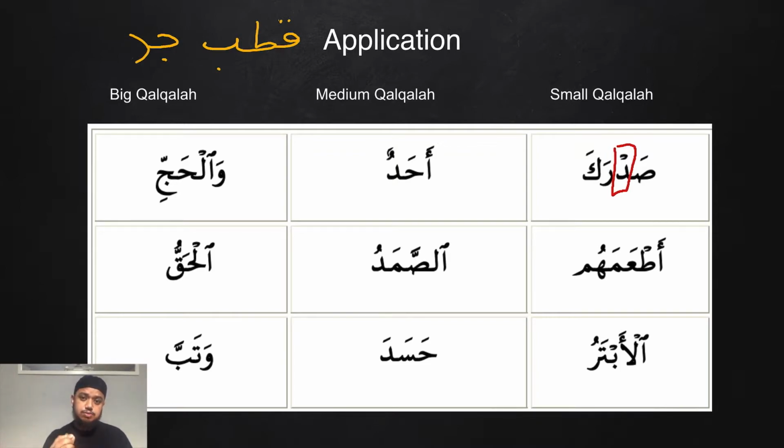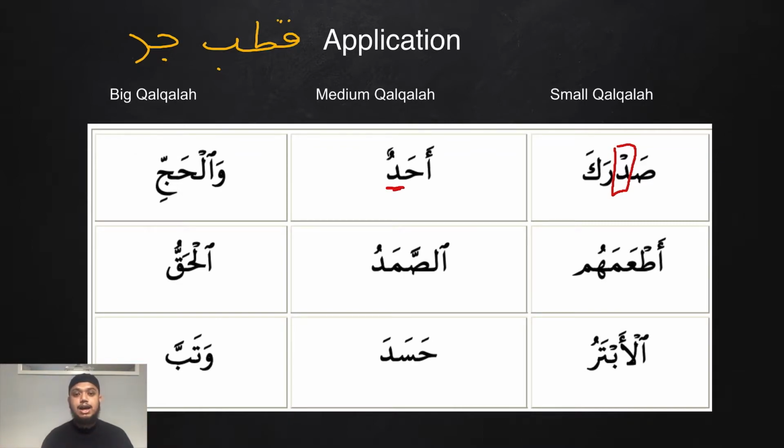So this will be a bit more of a stronger bounce or echoing sound than in the Sadraka. And why is that? That's because we have here, once again, a Dal, and it's at the end of a word. Remember, small Qalqalah is when the Qalqalah letter with a sukoon on it is within a word. Medium Qalqalah is when it's at the end of a word, and strong or big Qalqalah is when it's at the end of a word with a shadda.